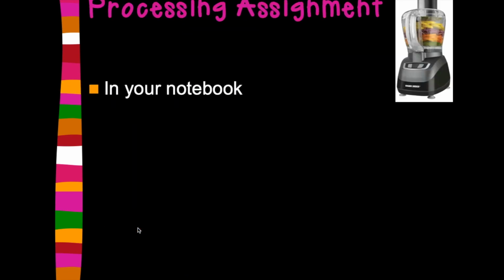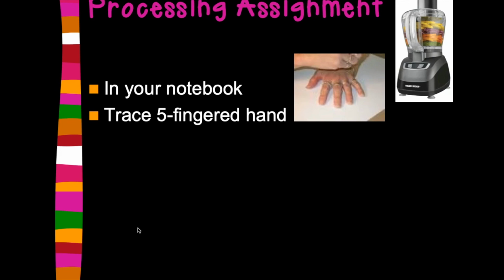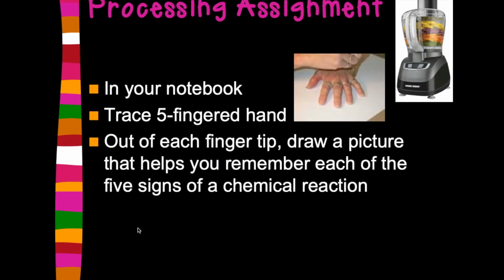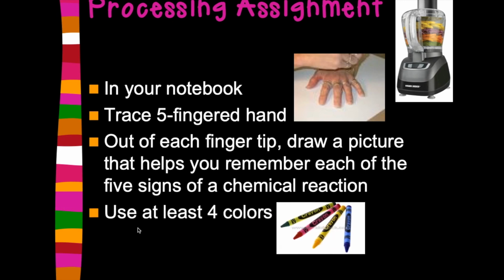So to help you remember these 5 things, what I'd like you to do is do a little processing assignment. So in your notebook, trace a 5-fingered hand. So if you're right-handed, maybe trace your left hand. And then out of the tip of each finger, draw some type of picture or symbol that helps you remember the 5 signs of a chemical reaction. If you put some color in it, that's going to help your brain remember it.